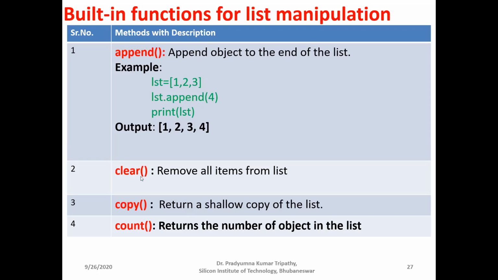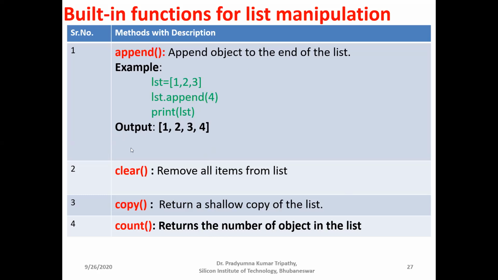There is a clear function, which removes all the items from the list. Suppose I have declared a list, I write list dot clear, all items will be removed, but the list will be there, the list will not be deleted, only the items will be cleared. The copy will just make a shallow copy of this one, it will make another copy of this one, right? The count function returns the number of objects in the list. Suppose I write count of LST, it will return 3.